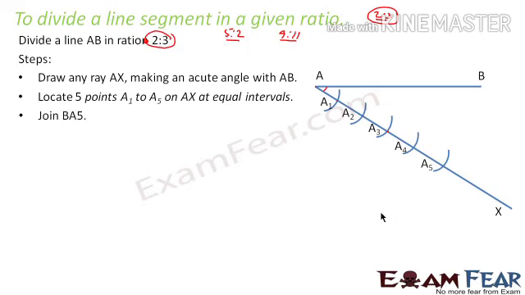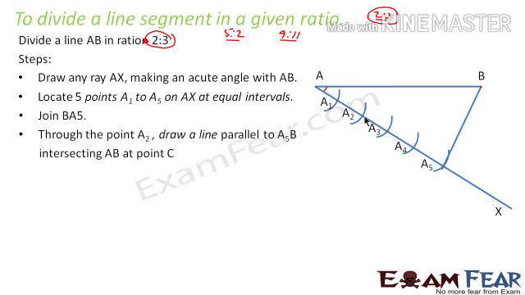Now the next thing is let's join BA5, this point and this point. Let's join these 2 points. What I'm trying to do is use the proportionality theorem to divide the line. I'll show you how. Now I'll take this point A2 and from it I'll draw a parallel line which intersects AB at C. So I have drawn a line parallel to this, and it meets AB at this point C.